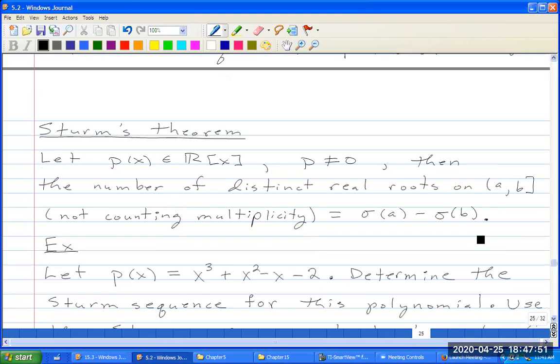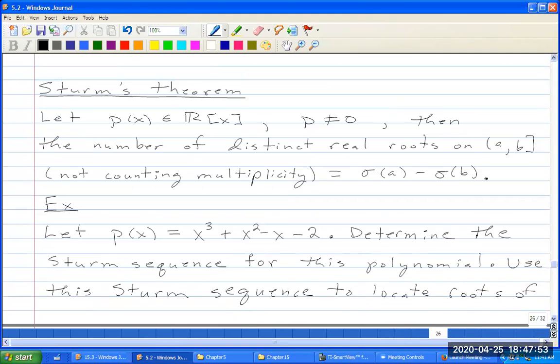So let's do an example. Let p of x equal x cubed plus x squared minus x minus 2. So we're going to do it for a cubic. A cubic will be kind of big, so we'll probably have at least 4 terms in the Sturm sequence. Determine the Sturm sequence for this polynomial. Okay, so let's do that.